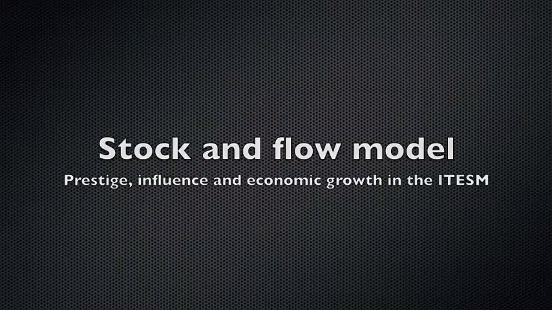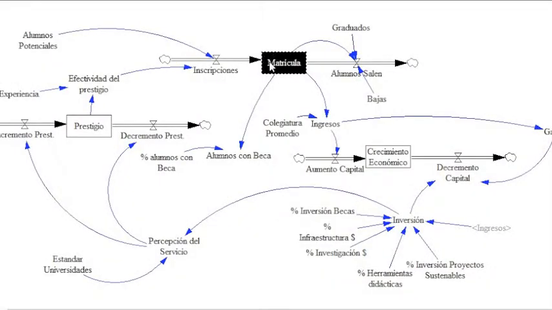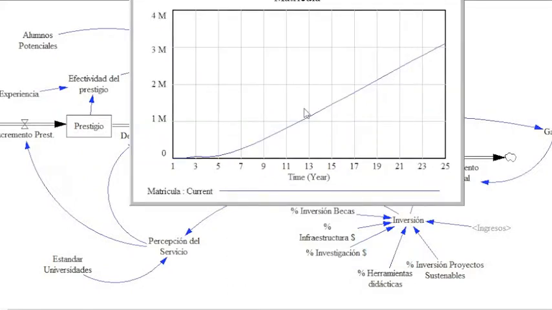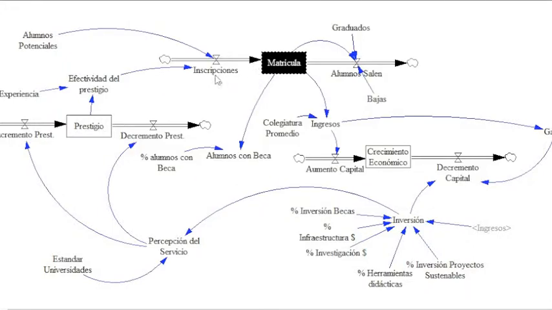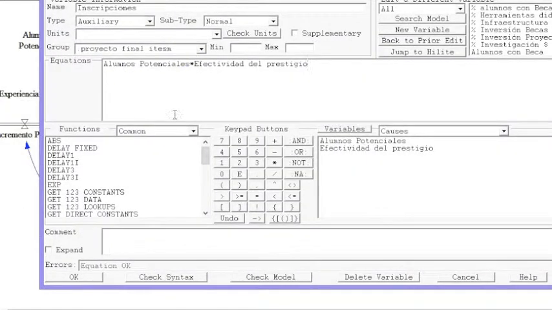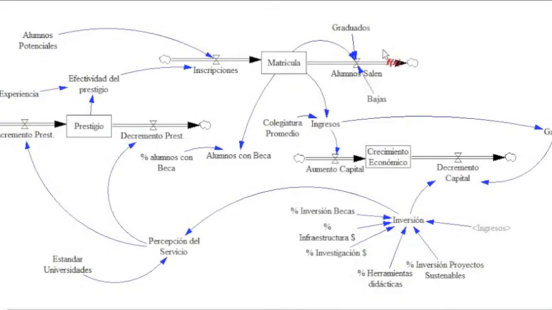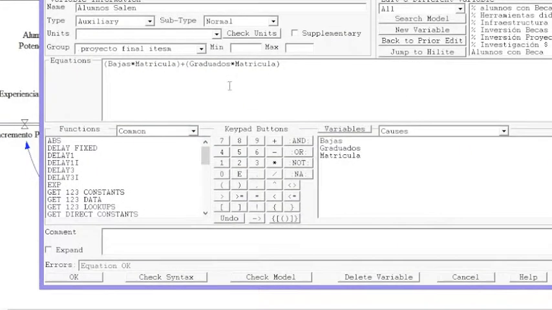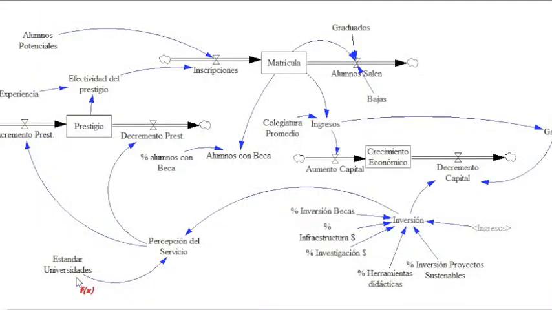Stock and flow model. Our most important variable is the people we have inside the school. This variable is determined by the people who are enrolling every year. It is determined by the potential students times the effectiveness of the prestige of the university. The people entering our school eventually have to go out, so we have the people who are graduating and people who are retiring from school. So that percentage, then the people who get inside the school is the people who are graduating every year.